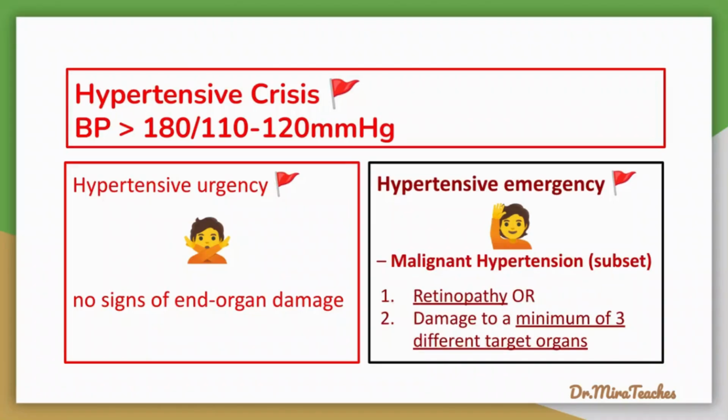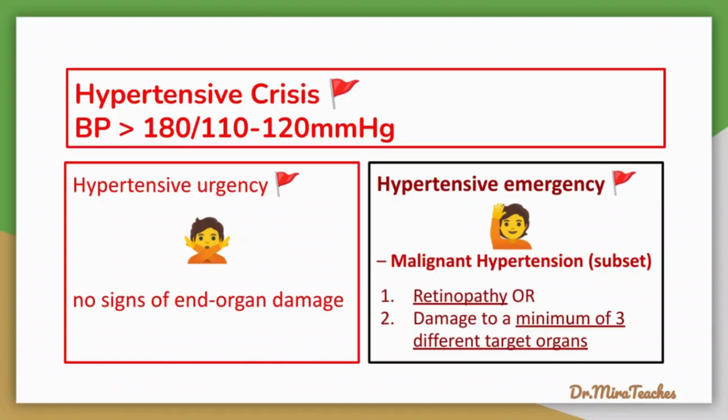Now, even with hypertensive emergency, I'm sure you've heard of the term malignant hypertension. You are not really sure what it is. So, malignant hypertension falls under hypertensive emergency. What is malignant hypertension? Malignant hypertension is when the person is in hypertensive crisis, specifically hypertensive emergency, where there is end organ damage.